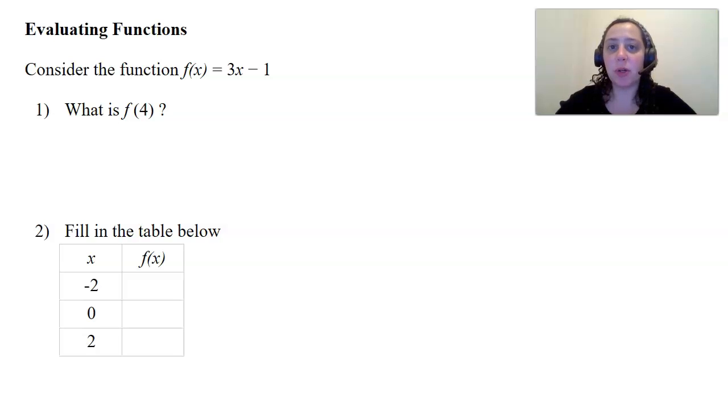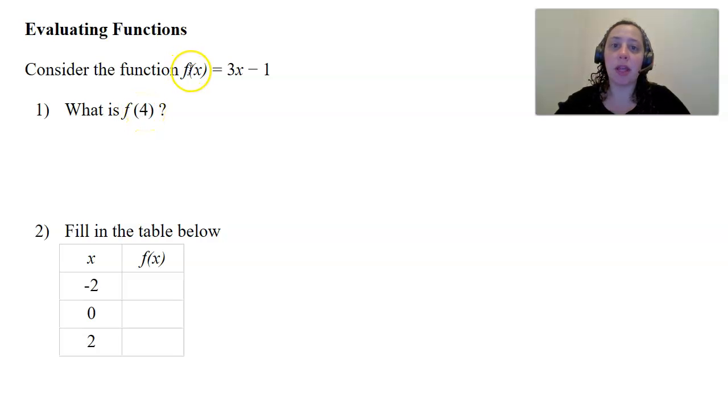Mathematicians, in this video we're going to learn how to evaluate functions at a given x value. Consider the function f of x. We read this as a function evaluated at x, or f at x, equals 3x minus 1. The question asks us, what is f at 4? Notice here we had f at x, and here we have f at 4.